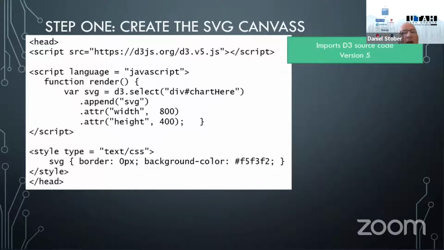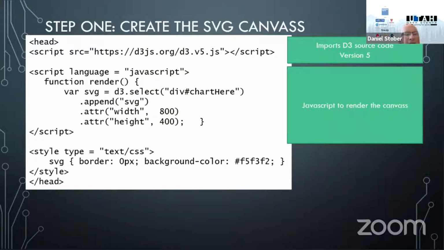So this is all in the head section of the HTML page. And again, we see the call for the script. And then we see a JavaScript function itself. And in this particular case, all I'm doing is rendering the SVG canvas. And we'll talk more about this particular section on the next slide.